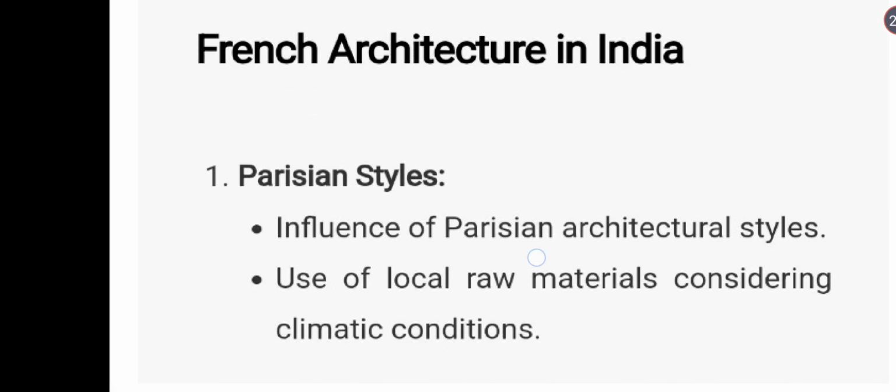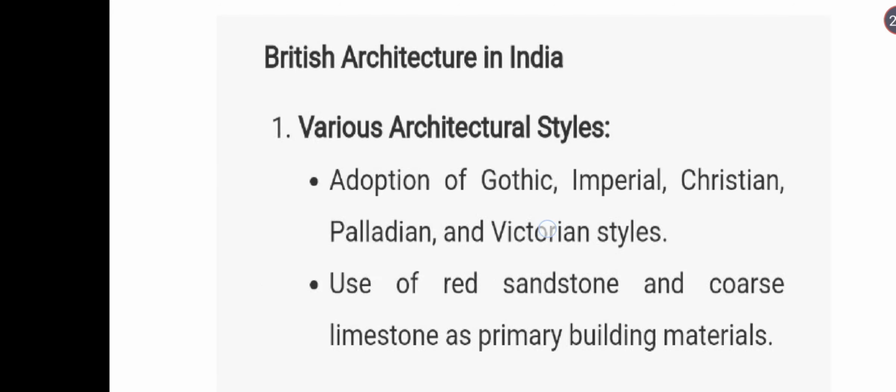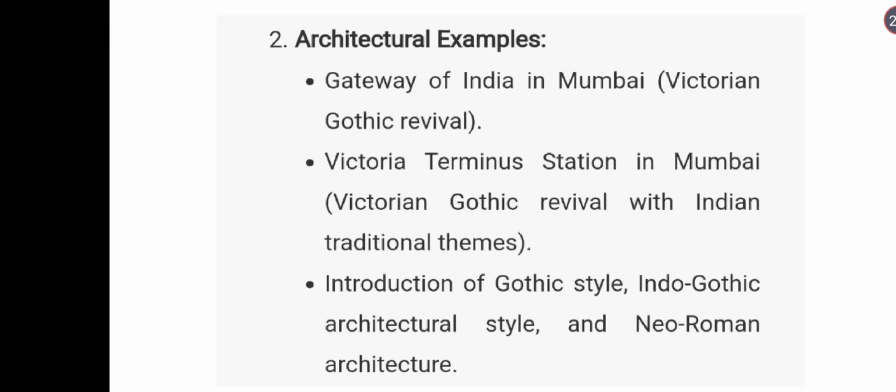Another is the influence of French architecture in India. French architecture influenced most of the time in style, using local raw materials and considering the local conditions. Another is British architecture. It is a very common style in India, with the adoption of Gothic, many churches, and the Victorian style. It used sandstone and limestone as building materials.